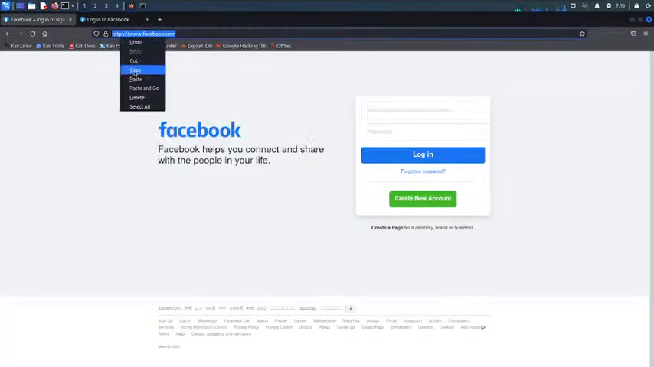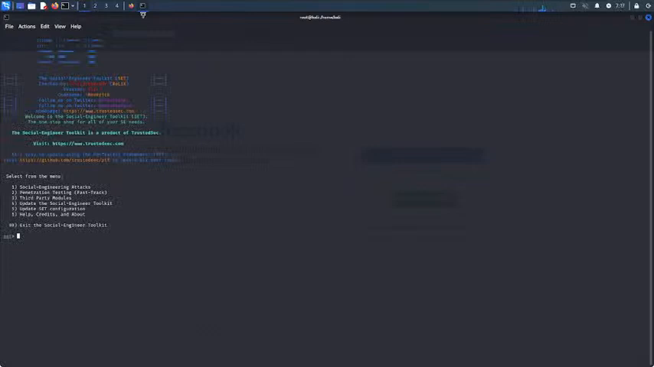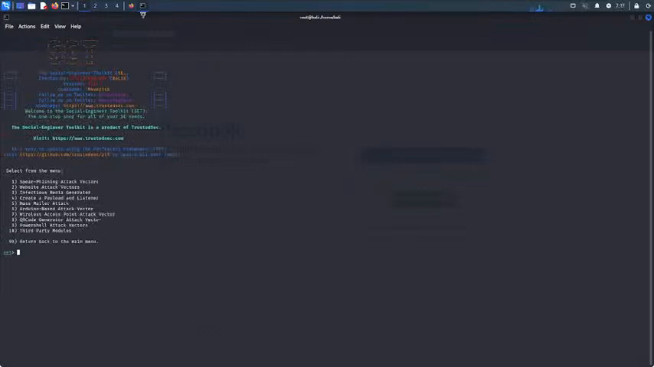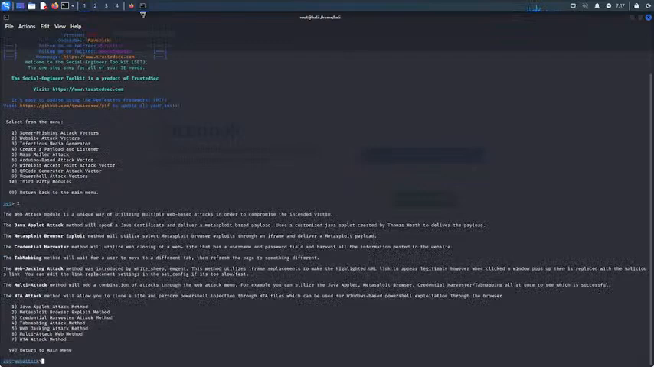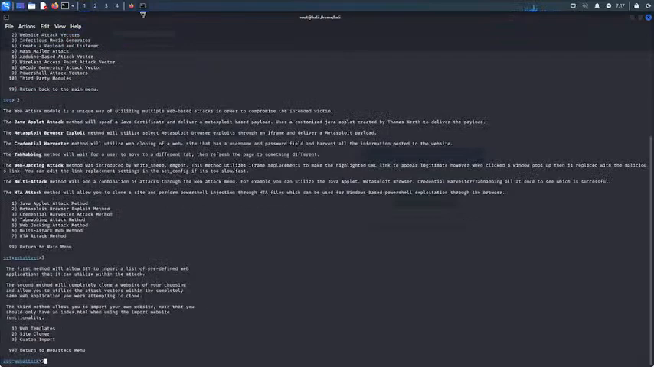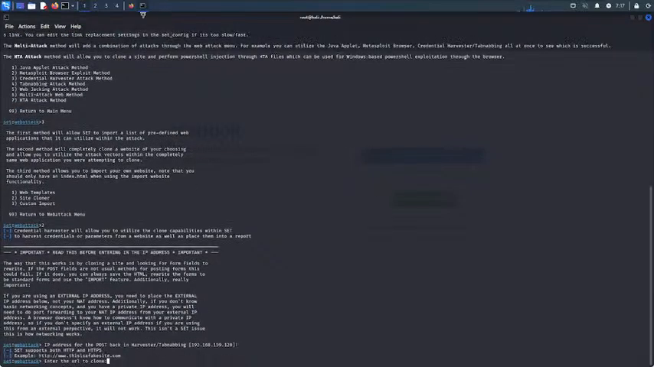I'm going to copy this. I'm going to run it in superuser mode. Within a second, I get your username and password. So this is the simple thing. Social engineering attack, website attack vector, credential harvester, site cloner. I will press enter. So this is just an example.